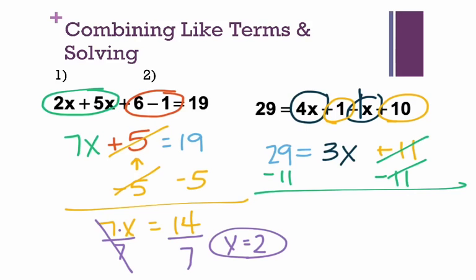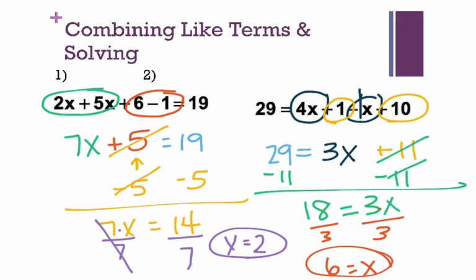Notice where I'm subtracting it from. 29 minus 11 is 18 equals 3x. Now the inverse of multiplying by 3 would be to divide by 3 to both sides, so the value of x is 6. Hopefully you are recognizing that this is just another step. That's why it's called multi-step.